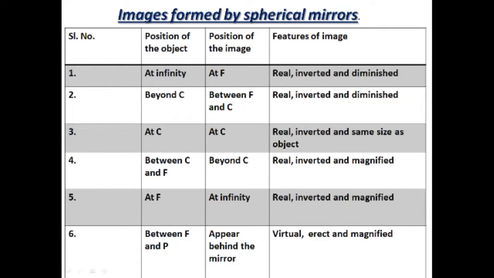And the fifth possibility is at F. The object is placed at F, the image is formed at infinity, and the image is real, inverted and magnified. And when the object is between F and P, the principal focus and the pole, the image appears behind the mirror, and it is a virtual, erect and magnified image.